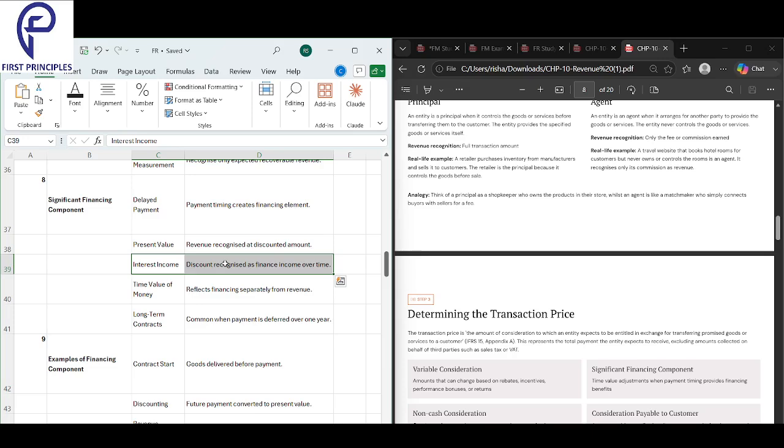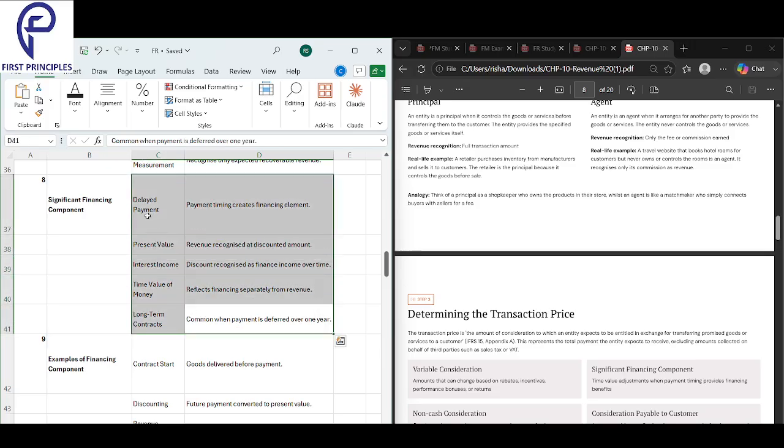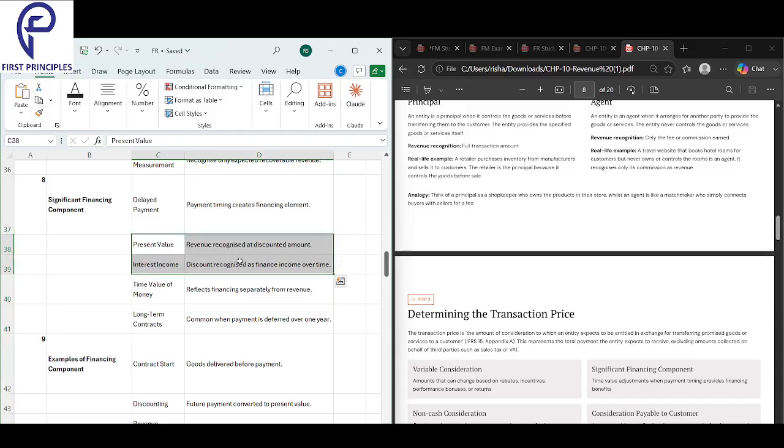Next is long-term contract. It happens mostly when payment is deferred over 1 year, that the payment will be made after 1 year. So what is significant financing component? Between when the transaction took place versus when the transaction actually got settled, there's a lot of time gap. And when there's a lot of time gap, there will be some amount of interest. So you have to recognize that interest income as well, right?